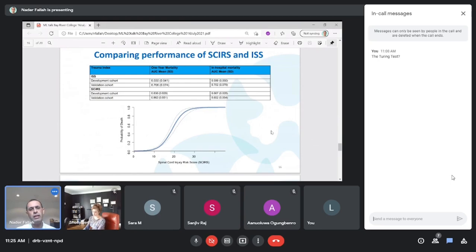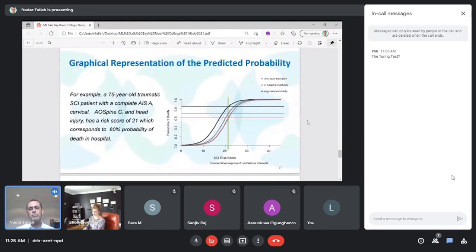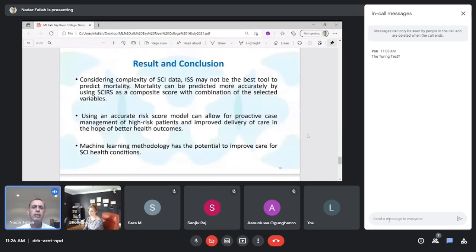I wanted to show you one more example. Suppose somebody comes to our system, his age is 75, and he's ASIA A with cervical injury, AO spine type C and head injury. His score will be something like 21. I can put this line here, and I can see his probability of death for in-hospital mortality is around 60%, for 1 year mortality is around 70%, and for long-term 85%. But this is a very extreme case actually. For most people, probability of death is very low, but depending on the situation of the person, we are able to make different calculations and different probabilities.